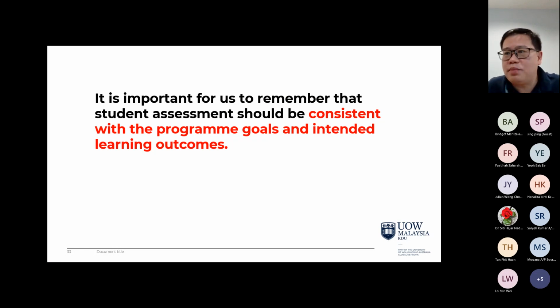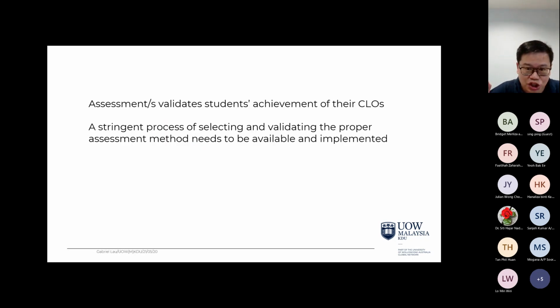Now, it is important for us to remember that students' assessment should be consistent with the program goals and the intended learning outcomes. So whatever assessment that you do, you must always go back to the PLO, which you must always go back to the CLO, which is driven by the PLO. Okay, so it's based on your course learning outcome. So where do we get all of this? Basically, if you look at your assessment sheet, it is already stated in your table 4. Okay, so assessments validate students' achievement of their CLO.